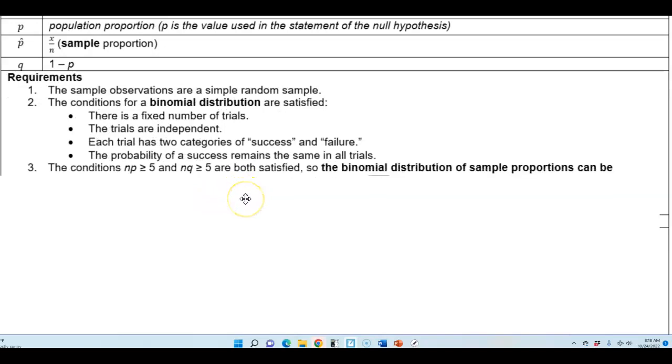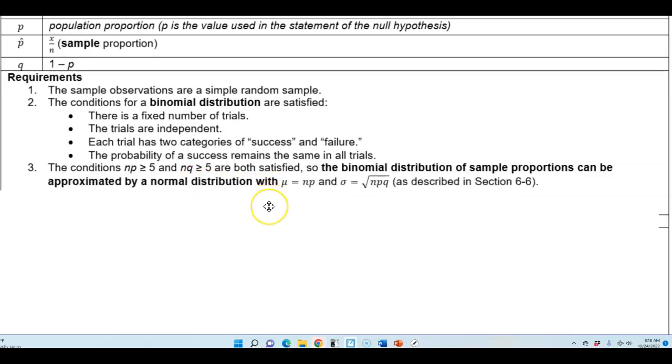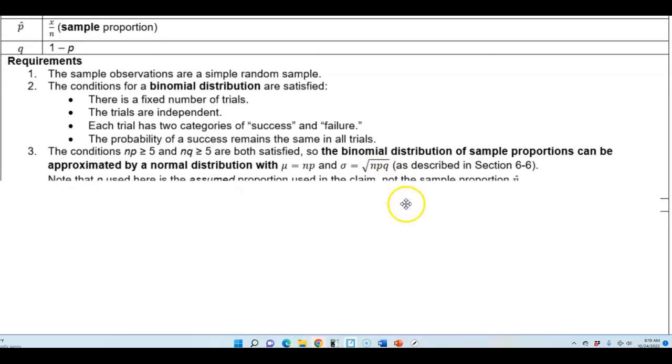And number 3, the conditions n times p is greater than or equal to 5 and n times q is greater than or equal to 5 are both satisfied. So the binomial distribution of sample proportions can be approximated by a normal distribution with the population mean equal to n times p, and the population standard deviation is the square root of n times p times q, as described in section 6.6. Note that the population proportion p used here is the assumed proportion used in the claim, not the sample proportion p hat.